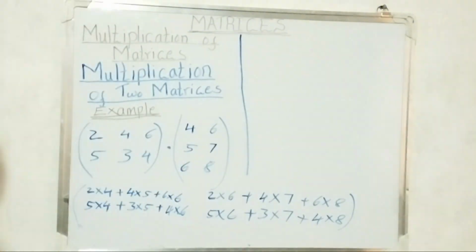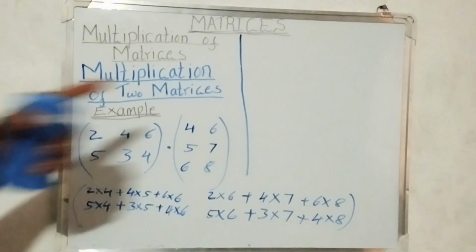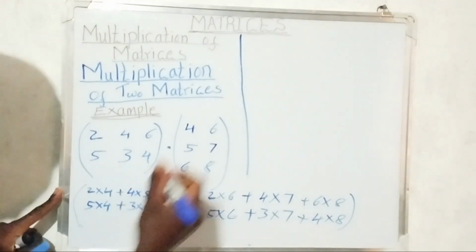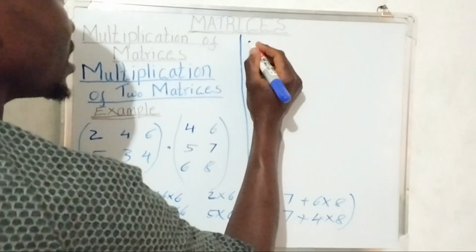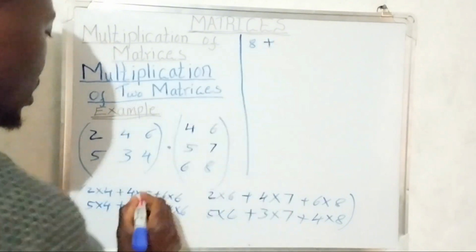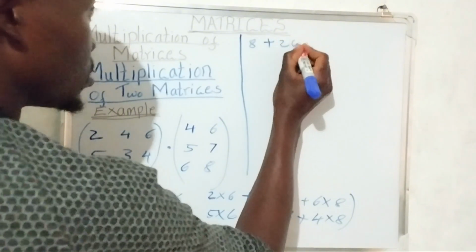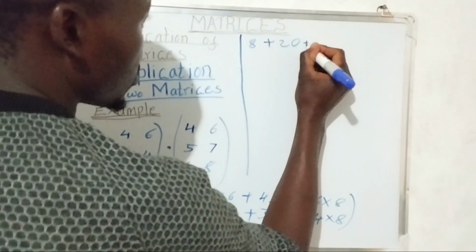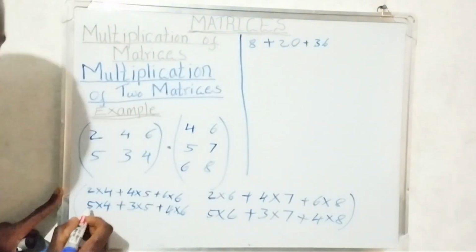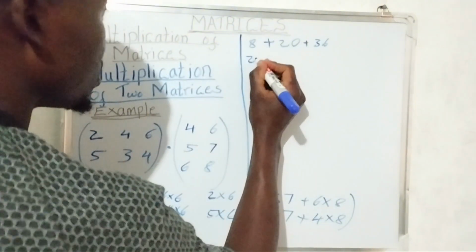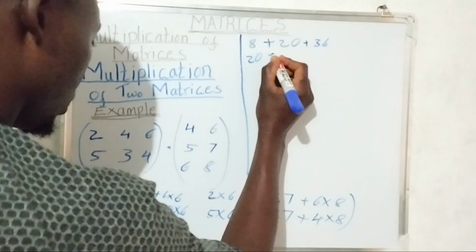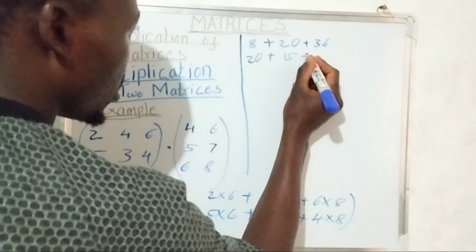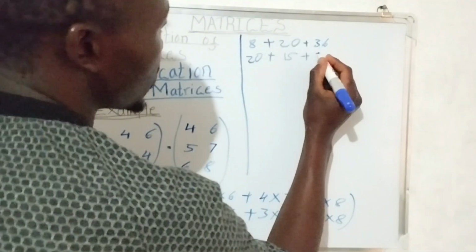So what is the answer? Allow me to move to this space up here. So 2 times 4, we are going to get 8, plus 20, plus 6 times 6, 36. 5 times 4, it is 20, plus 3 times 5, 15, plus 4 times 6, 24.